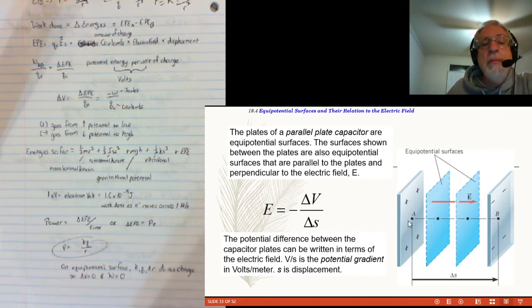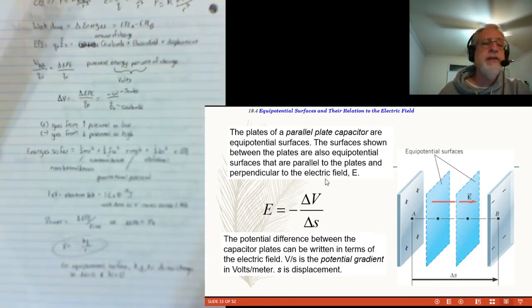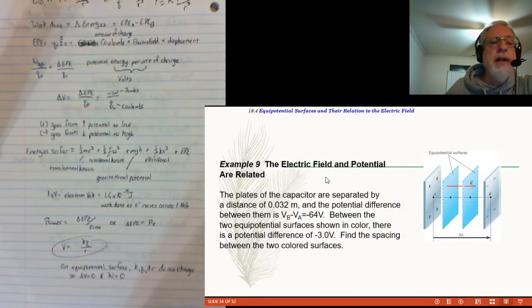Now, I'm not going to talk much about parallel plate capacitors just because we don't have time, but I just want you to understand that all of this ties in. But let's look at an example. The plates of this capacitor are separated by a distance of 0.032 meters, and the potential difference between them is negative 64 volts. Between the two equipotential surfaces, shown in color, there is a potential difference of negative 3.0 volts.